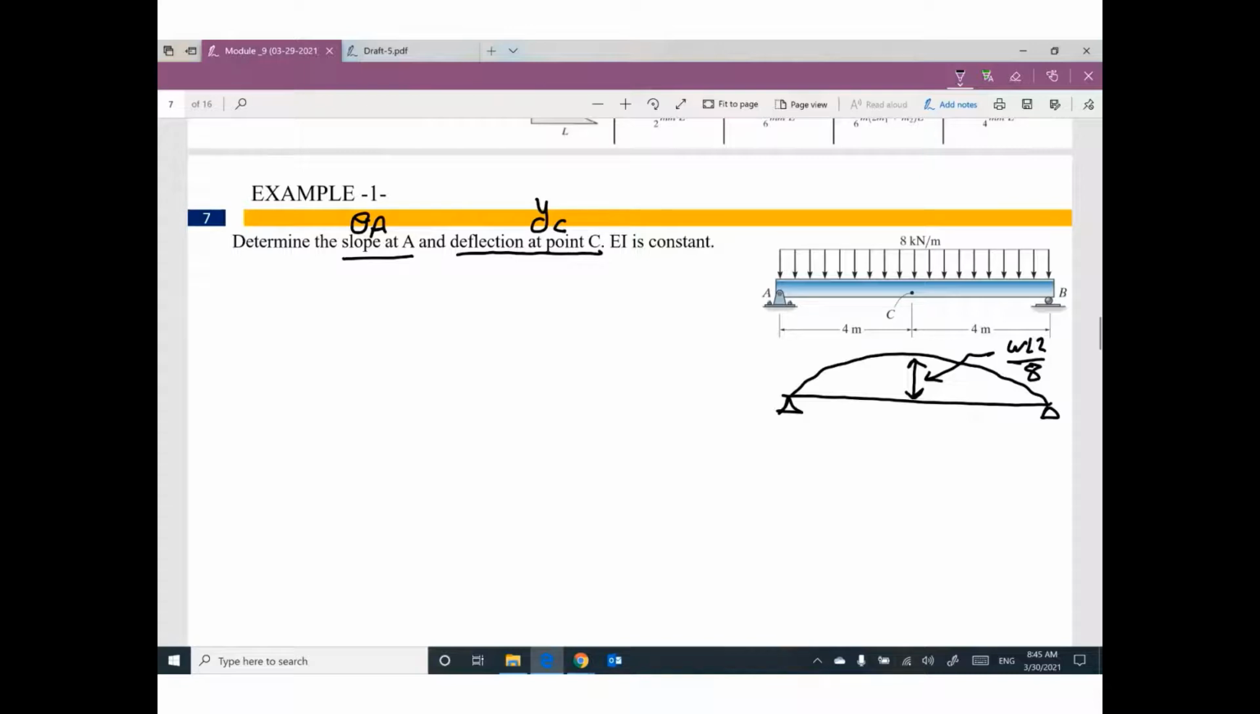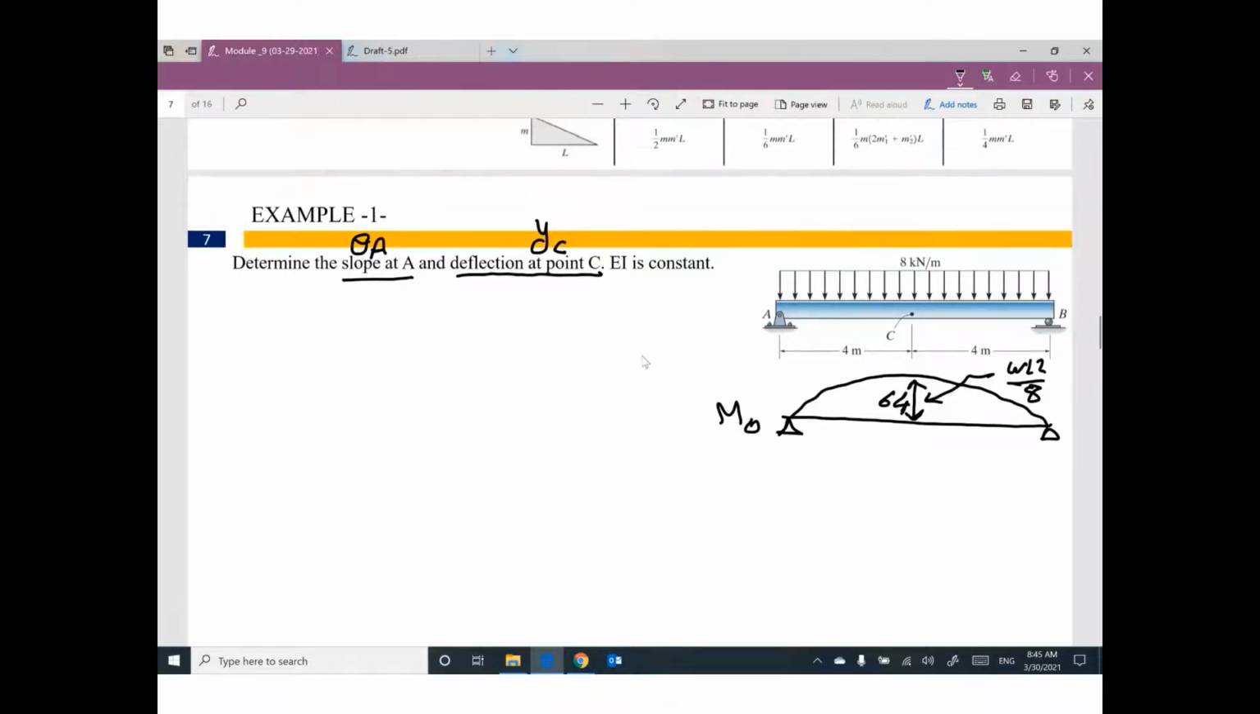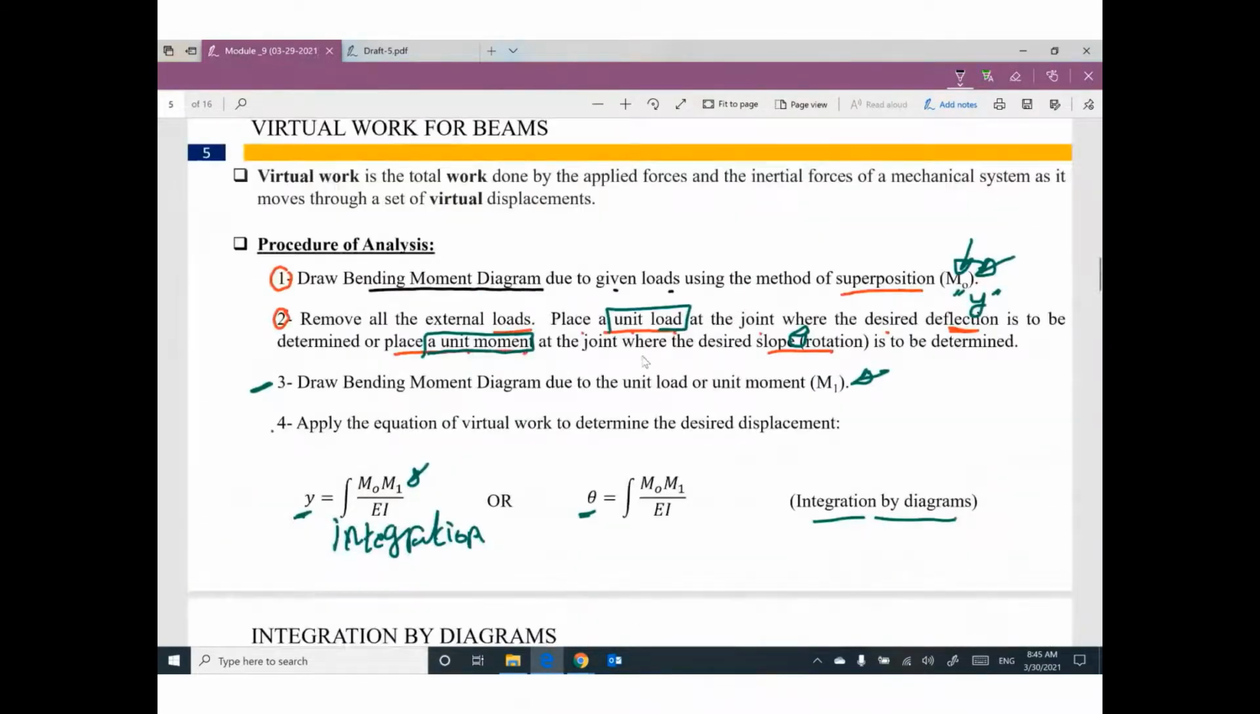W times L, 8 squared, divided by 8. This value will be 64. This moment can be called M naught. First step is done. I drew the bending moment diagram due to the given load using the method of superposition.